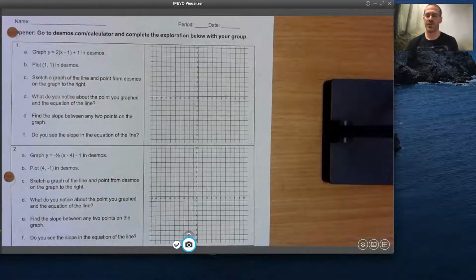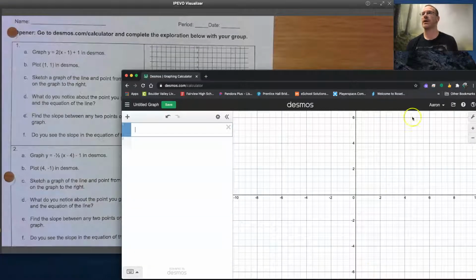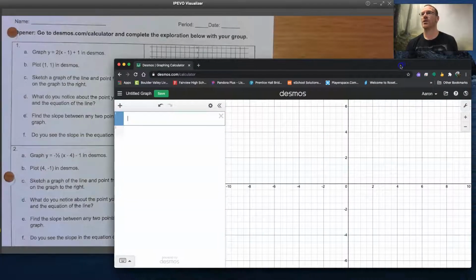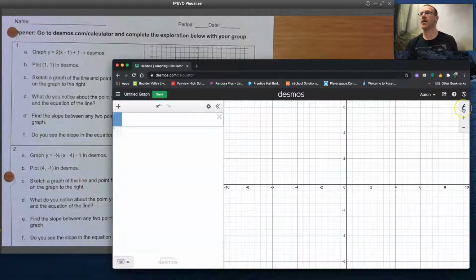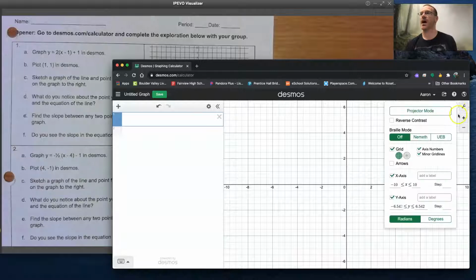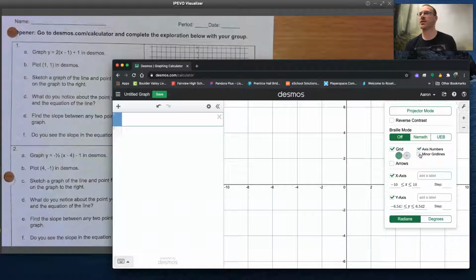Now, to help you, I'm going to show you a couple of things just on Desmos real quick. One of the things I like to do is hit the little wrench here, graph settings. Here's what I like to do to help me when I'm graphing and looking at things. I'm going to take out the minor grid lines. It just makes it easier for me to see.